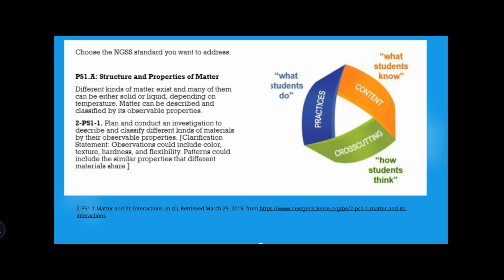Now that we know we are going to focus on structures, properties, and matter, we can take a closer look at the performance indicator. Students who have mastered the 2-PS1-1 standard will be able to conduct an investigation to describe and classify different kinds of materials by their observable properties. This standard will be mastered over a series of lessons.